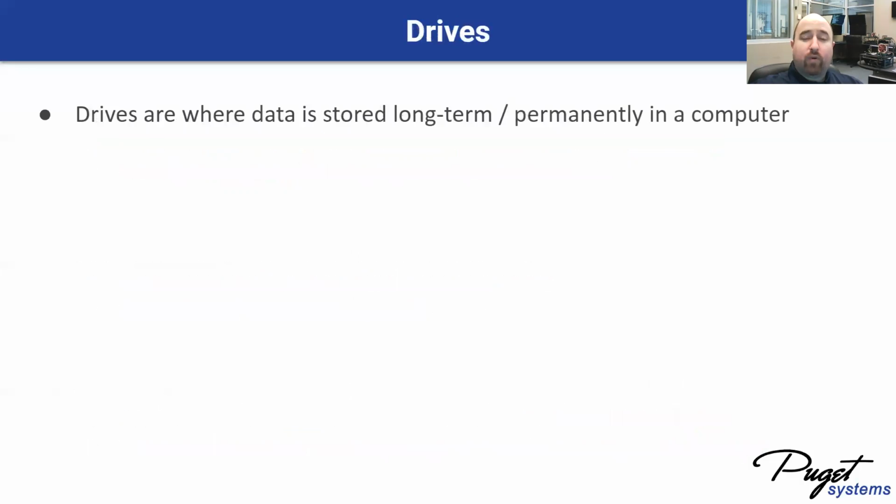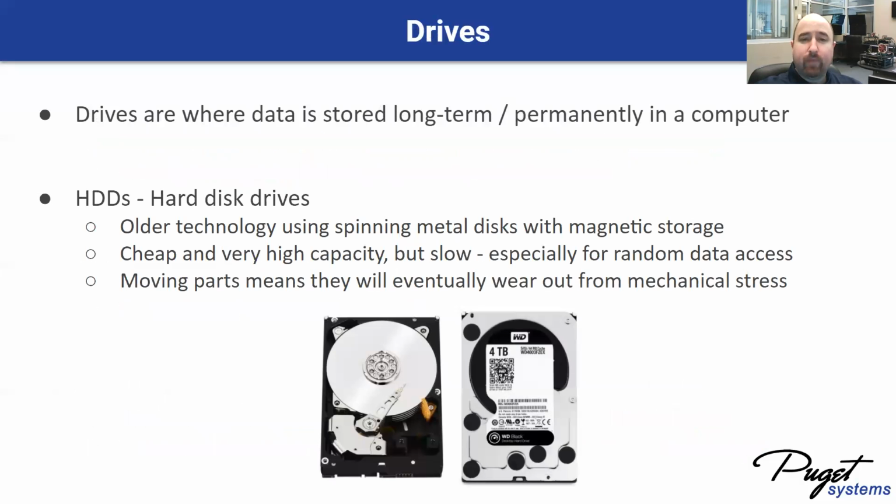And then the fourth major topic we're going to talk about here is drives, which are the long-term or permanent storage inside a computer. And there's two main technologies that exist for that. Hard drives, hard disk drives, HDDs, have been around for decades now. It's an older technology using spinning metal disks with magnetic storage, and nowadays it's very cheap and very high capacity. You can get ones in excess of 10 terabytes, but it's slow. You've got a spinning metal disk there, and it literally has to wait till the disk spins around to the proper place and move a reading or writing head along the disk to get to the data.